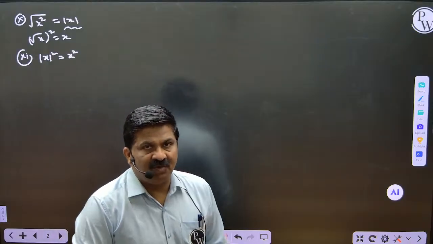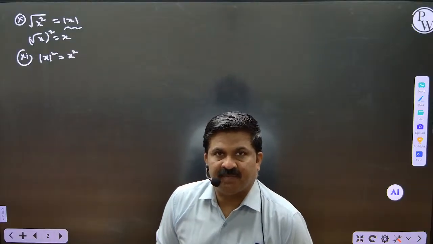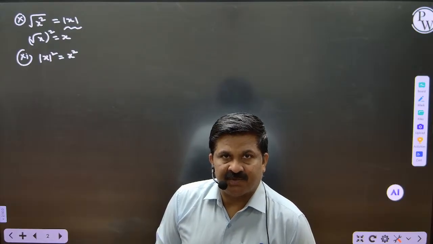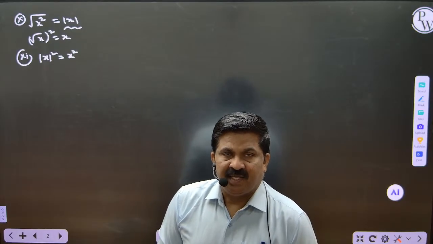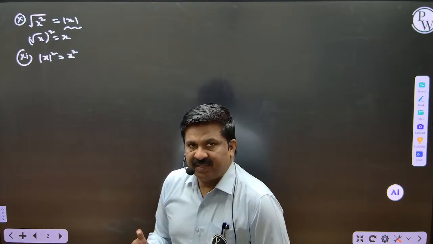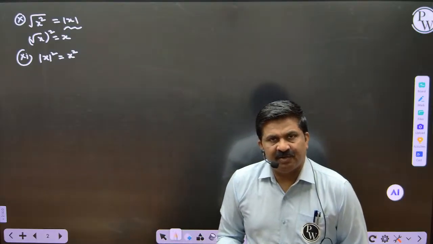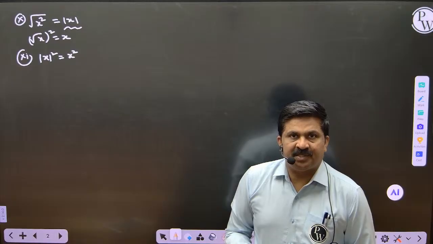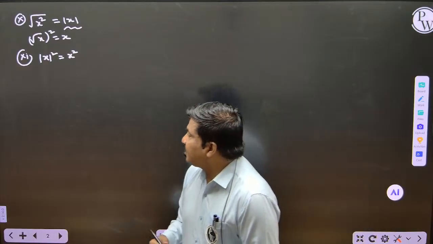Modulus of x whole square and x square both are the same. Why? Because whether x is negative or positive, by squaring it becomes non-negative. Whether negative or positive or 0, by squaring it, what will we get? We get 0 or positive. That's why it is always non-negative.